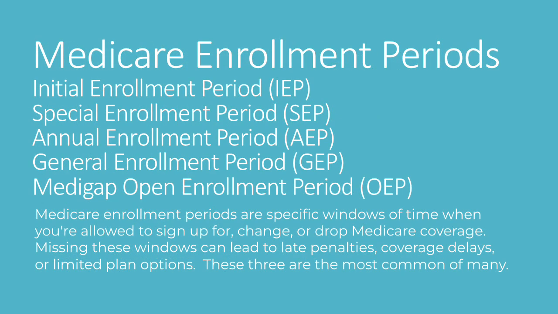If you do decide it's time to enroll in Medicare, the 5 most common Medicare enrollment periods are: the Medicare Initial Enrollment Period, the Medicare Special Enrollment Period for loss of employer coverage, the Medicare Annual Enrollment Period, the Medicare General Enrollment Period, and the Medigap Open Enrollment Period. There are more enrollment periods available for very specific situations to enroll in Medicare. Individuals may only sign up for Medicare using a specific enrollment period.